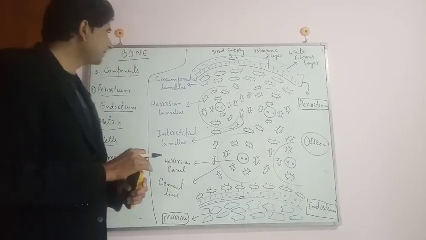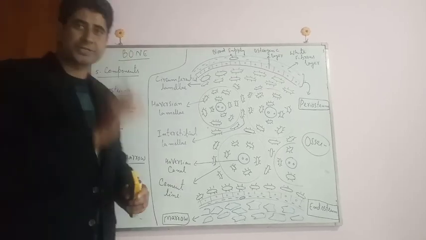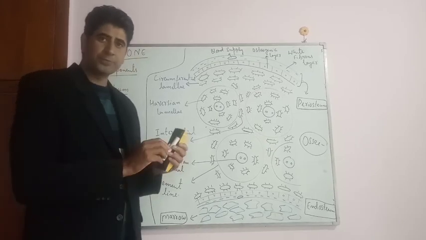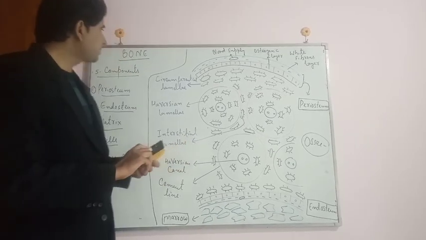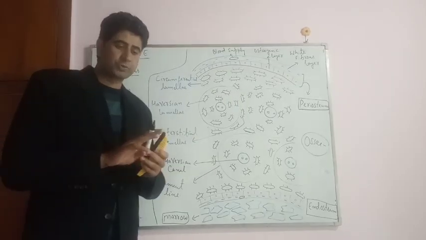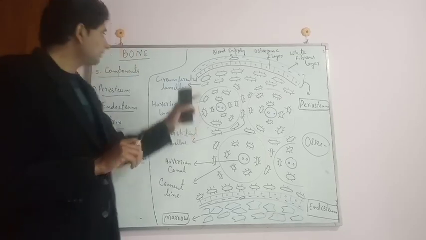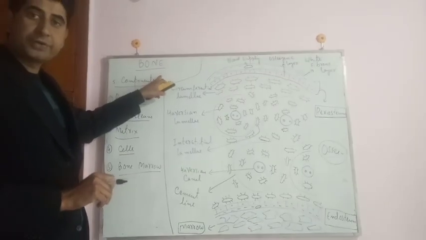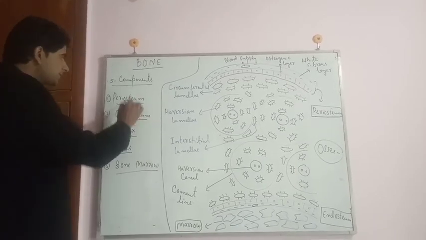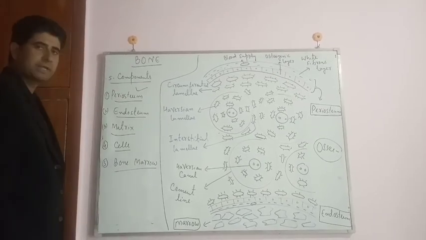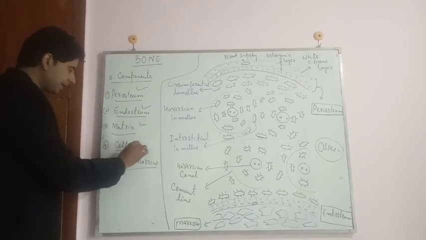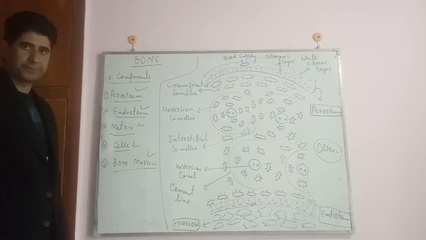Now let's study the structure of the bone or the components of the bone. If we take a long bone, for example our thigh bone, and if we cut it through a TS, it shows different components. So इसके 5 components हैं. Number first one is the periosteum. Next is endosteum, matrix, cells, and bone marrow.